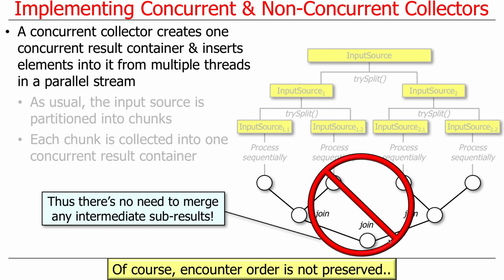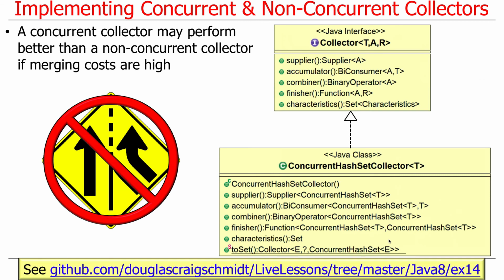And the other issue, of course, is you really can't easily preserve encounter order because of the concurrent way in which it's happening. Okay, so why would you use a concurrent collector? You may use this because it's often, not always, but often going to perform better than a non-concurrent collector for collections where merging costs are high. So if you have a situation where it's expensive to merge stuff, then that's what you want to use.